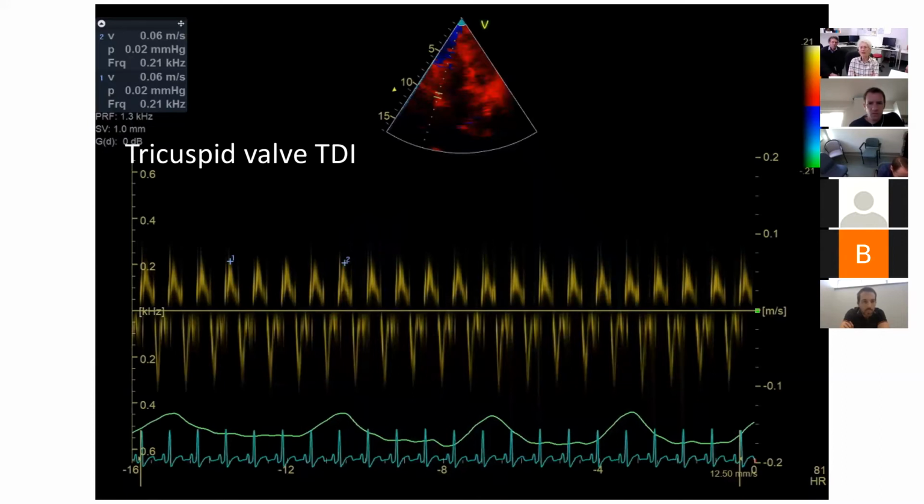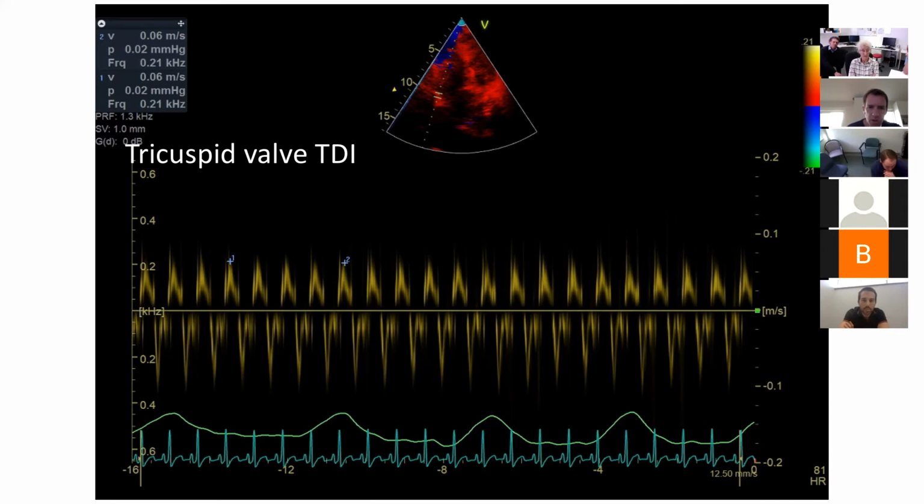Arnie, what do you think about this one? So this is his tricuspid Doppler. And the green tracing at the bottom is actually respiration. So when the sine wave goes up, it's inspiration, and when it comes down, it's expiration.